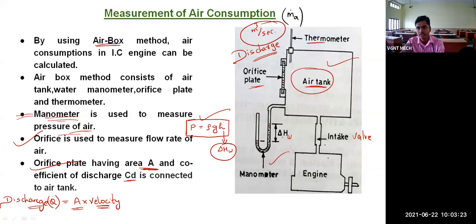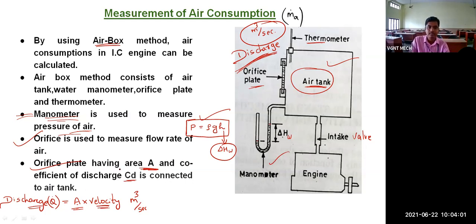What is the use of this orifice? This orifice is used to measure the discharge rate of the air, or the volume flow rate of the air. And how to measure the discharge or volume flow rate? By multiplying area with velocity. The unit here we will get is meter cube per second. Why meter cube per second? Because unit of area is meter square and unit of velocity is meter per second. If we multiply meter square with meter per second, we will get meter cube per second. That is nothing but discharge or volume flow rate.